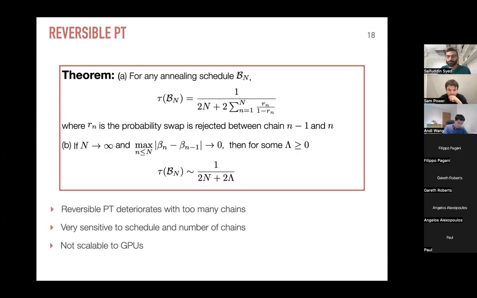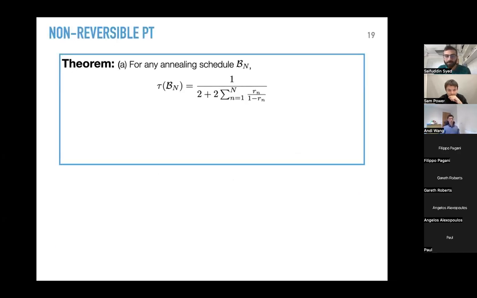In particular, the fact that we can't scale n to be quite large in the reversible case means that we can't really use the computational resources that are cheap and available to us, such as GPUs. In contrast, in the non-reversible PT case, we end up getting this stability and we don't have to worry about this diffusivity. You can do the same computation and you find that the round trip rate is equal to this thing, where the only difference between reversible and non-reversible PT is this 2n versus 2. Removing this one little n turns out to make all the difference.